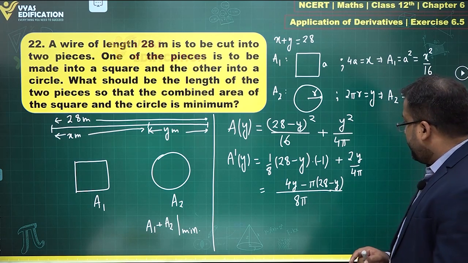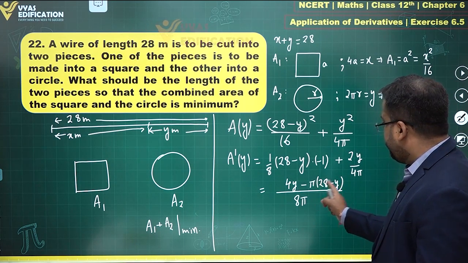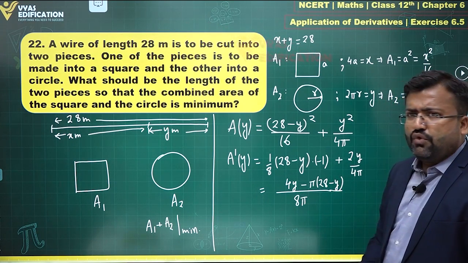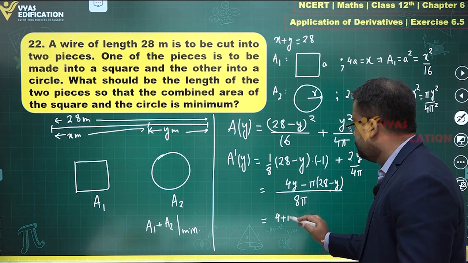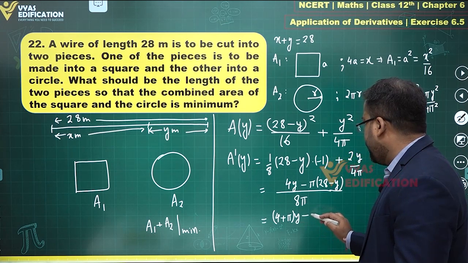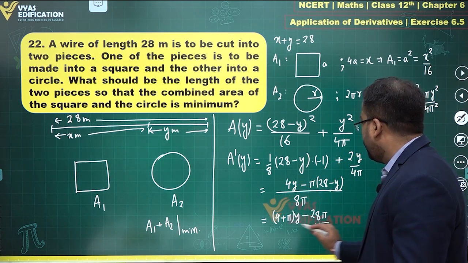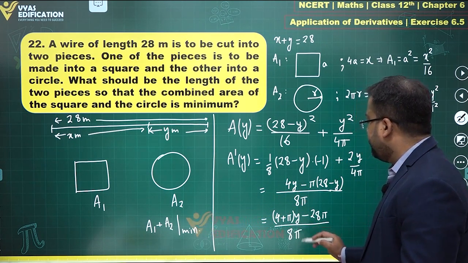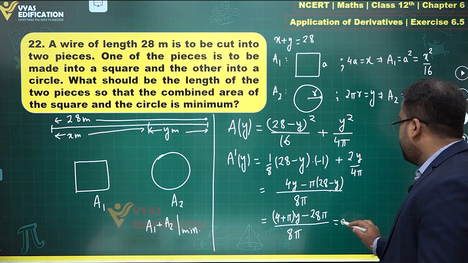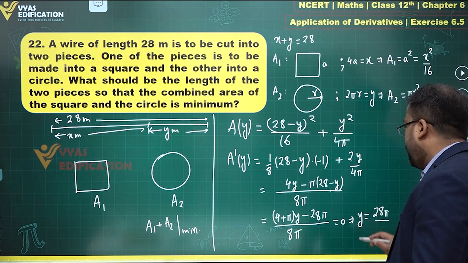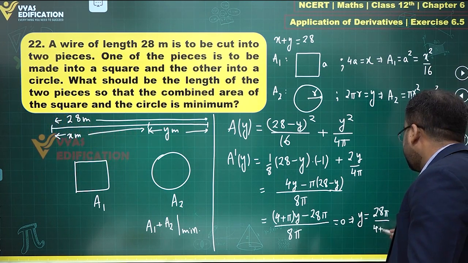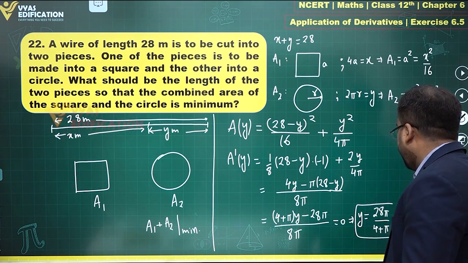And what else? This will become plus pi y, 4y. So 4 plus pi times y minus 28 pi is what I am looking at. This is over 8 pi. And this equal to 0 implies y will be equal to 28 pi upon 4 plus pi. This is the value of y.